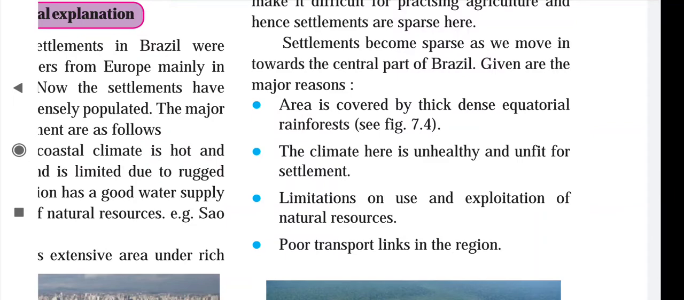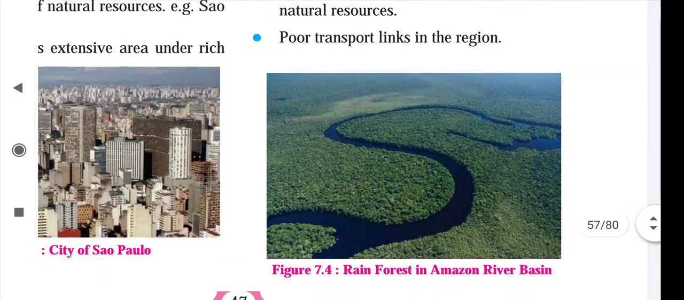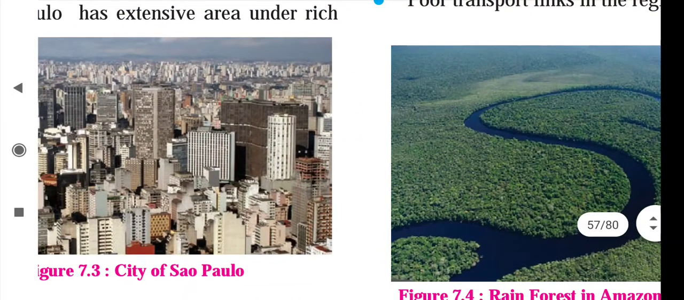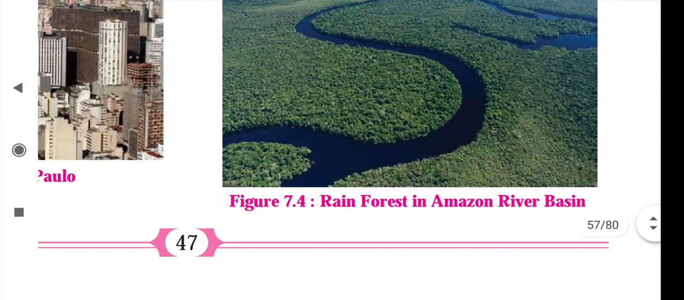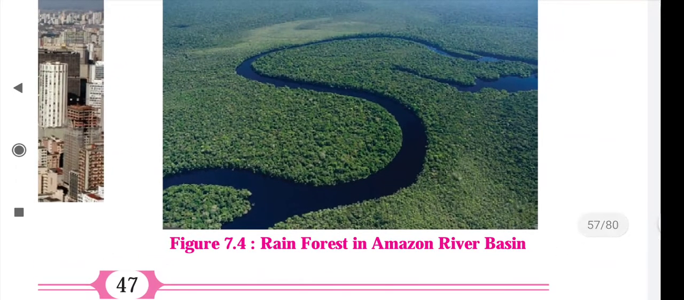The climate is also not healthy. There are limitations for the exploitation of natural resources, and poor transportation links. Here a picture is given: the city of Sao Paulo. Here urbanization is more, meaning population is concentrated more in this region. Another picture is given, rainforest in the Amazon river basin, where we did not find any human settlement.